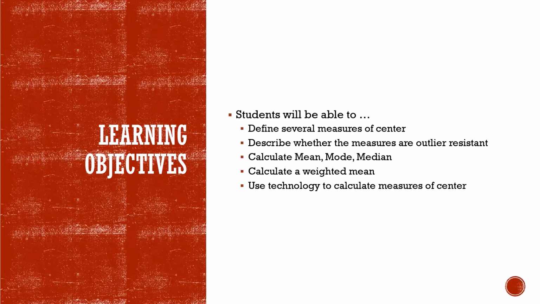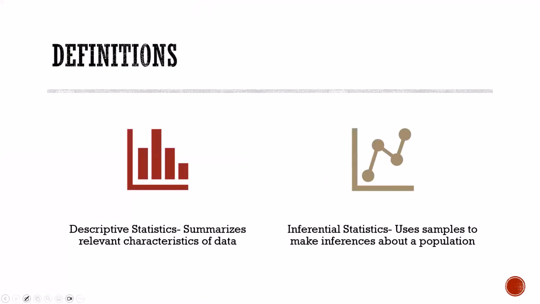Okay, so we're going to describe some measures of center. We're going to talk about what measures are outlier resistant, which means we have to tell you what an outlier is. We'll learn the three measures of center that you hear the most, which you've probably already heard. Has anyone heard mean, mode, and median before? Right, so we'll do that. We'll talk about a weighted mean. Has anyone ever heard the phrase weighted mean or weighted average? Okay, so we'll talk about how to do that, and we'll use technology to do some of these things as well.